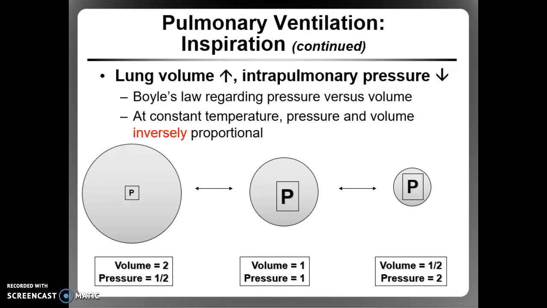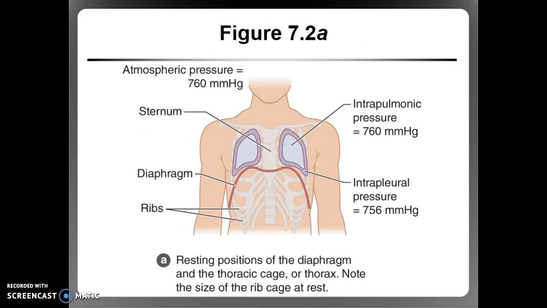So with inspiration, as lung volume increases, we're going to see that the intrapulmonary pressure actually decreases, and this is Boyle's law. Think of the P's being the exact same size as the lungs expand. Think of the P as like an oxygen molecule. The oxygen molecule does not get any bigger. The lungs get bigger, meaning the pressure decreases. As we expire, the volume of the lungs decreases, meaning the pressure will increase. So there's an inverse relationship there.